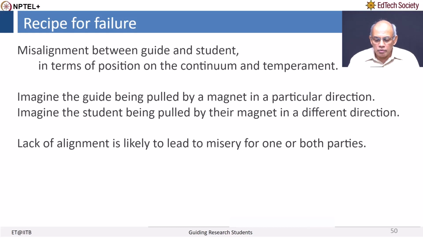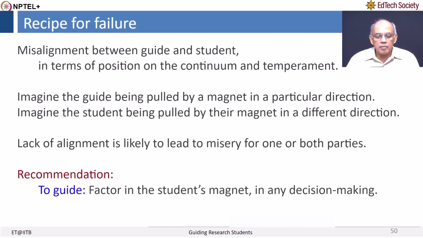Okay. So one recommendation for getting out of this is that from the guide's perspective, if the guide factors in the student's magnet, which basically means the direction in which the student's intrinsic motivation is going, okay, if this is factored into any decision making about the project, then the chances are that the misalignment will reduce and will move more and more towards an aligned state.